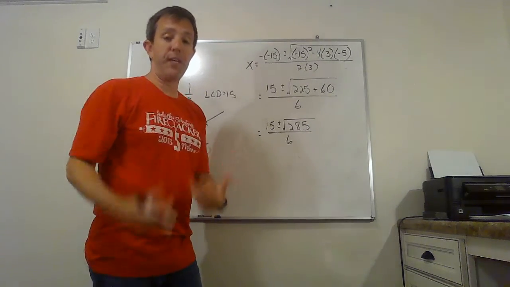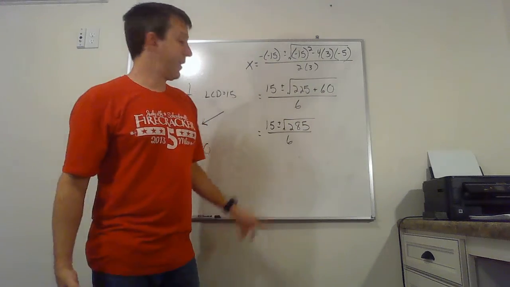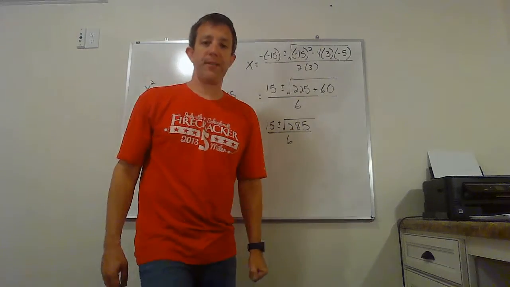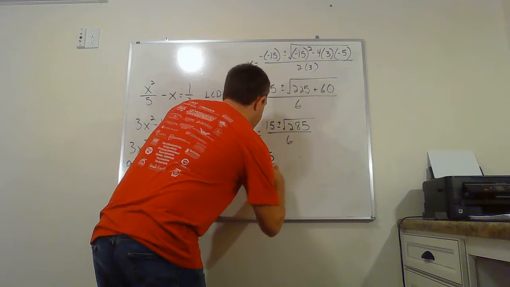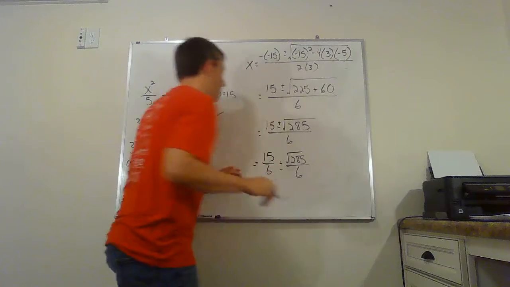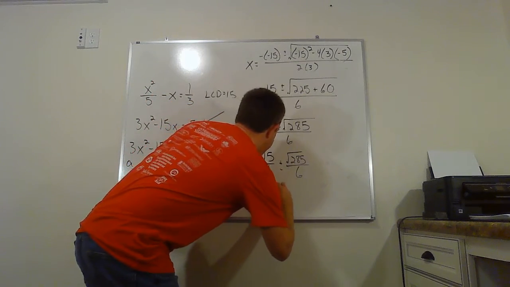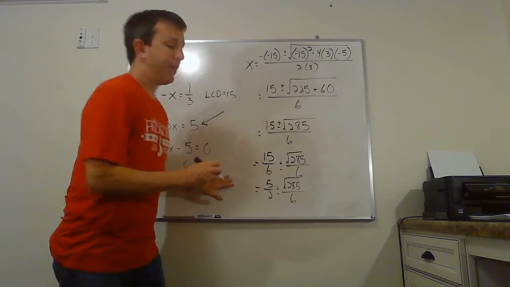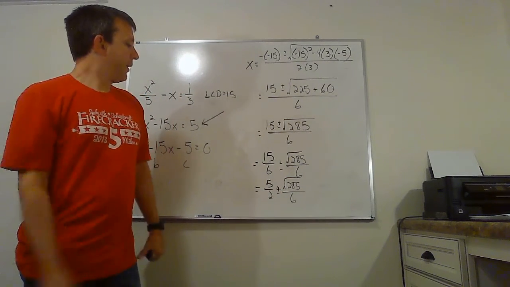You need to simplify it if you can. See if there's anything you can pull out. In this case, we can't pull anything out, so we're left with 15 plus or minus square root of 285 all over 6. Okay, so if you prefer, you could write this as 15 over 6 plus or minus the square root of 285 over 6, and then you should reduce this. Divide by 3, you get 5 halves plus or minus the square root of 285 over 6. There you go. Pretty nice.